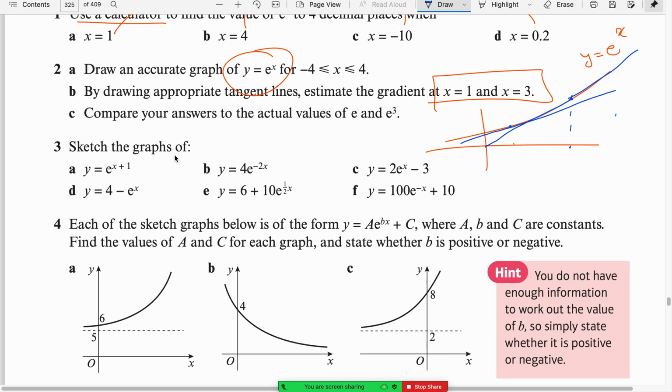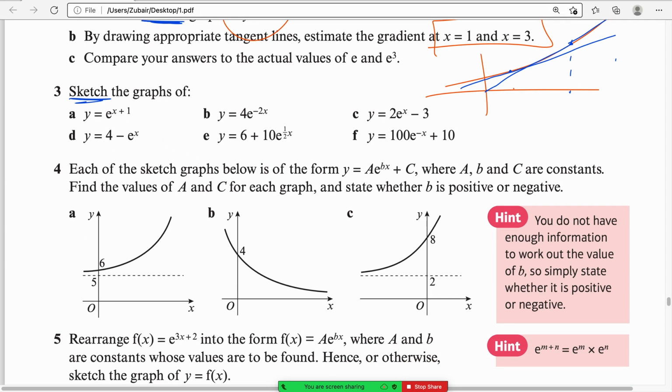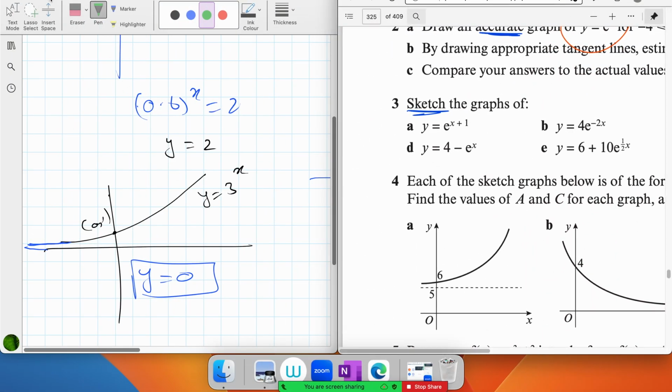Sketch the graphs of. Okay, there is a difference between accurate plotting and sketching. Sketching just includes the points of intersection with the x-axis or y-axis, and plotting would consider that you label the axis with all the values. So for example, we have y is equal to e raised to power x plus 1.